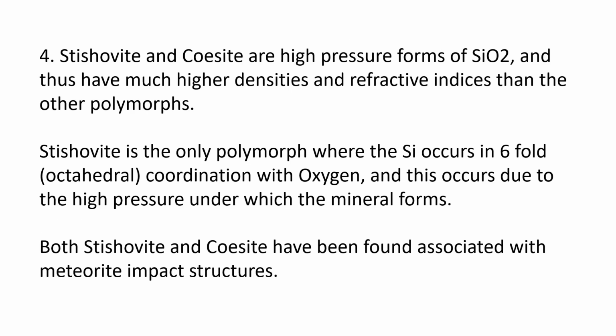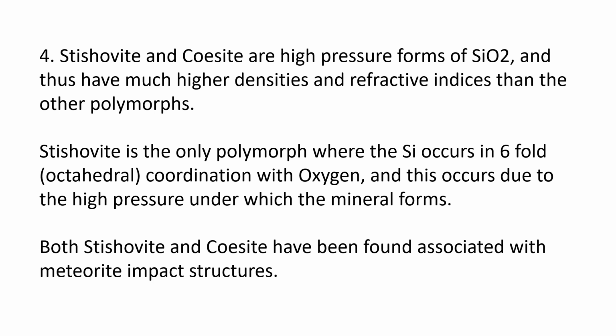Another variety is known as stishovite and coesite. These are the high pressure forms of silica, and they have much higher densities and refractive index than the other polymorphs like tridymite and cristobalite. Stishovite is the only polymorph where silica occurs in six-fold coordination with oxygen, and this occurs due to the high pressure under which the mineral forms.